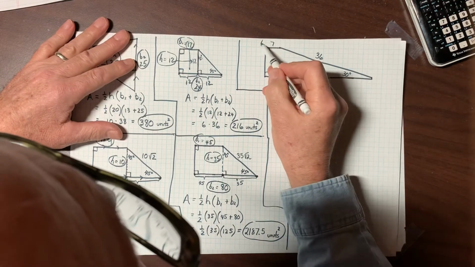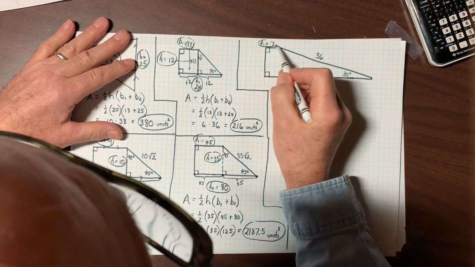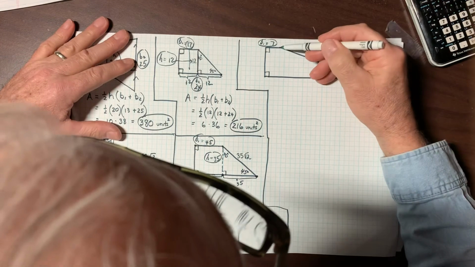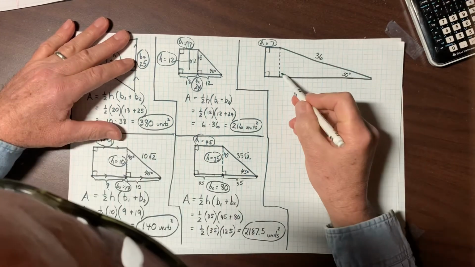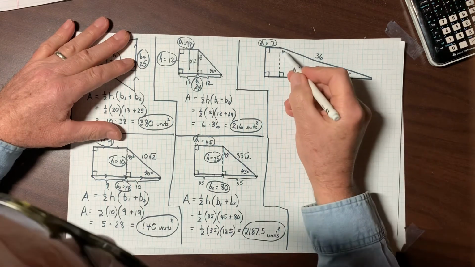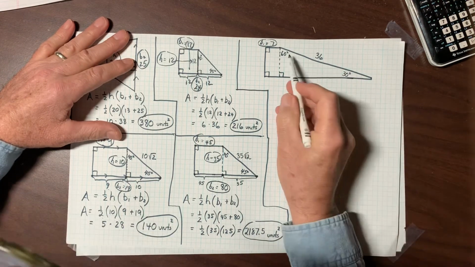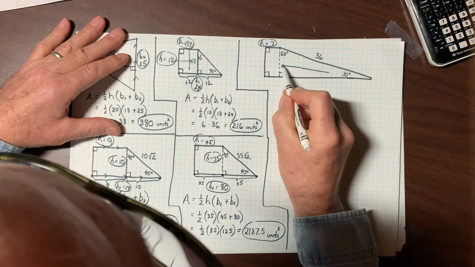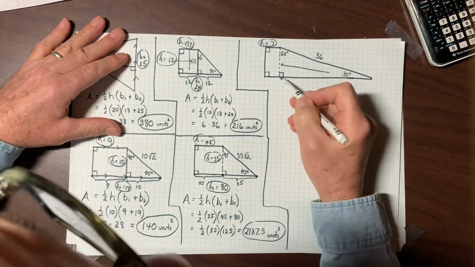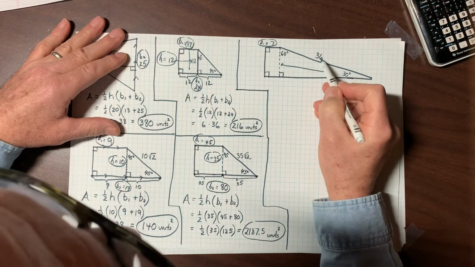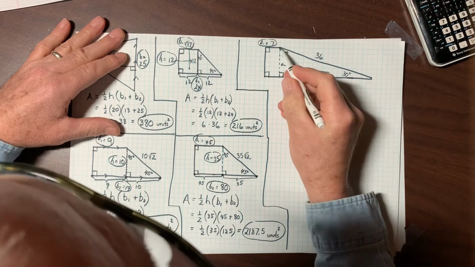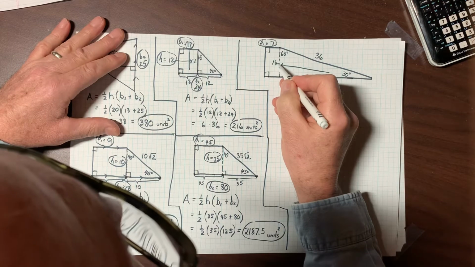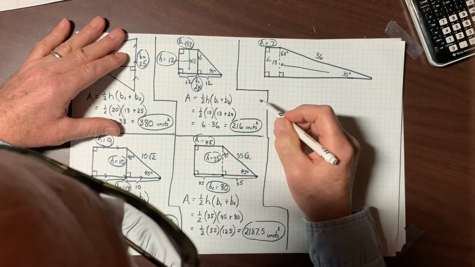So, what do we know? We know the top base. We know B sub 1. We're good to go there. But we do not know the height, nor do we know the bottom base. So, I'm going to draw in my altitude, which forms a 30, 60, 90 triangle that has a hypotenuse of 36. Now, this side here, across from the 30, would be the short leg. The short leg is always the hypotenuse divided by 2. So this side of this 30, 60, 90 triangle would have to be 18. That's my height. I'm good to go there.